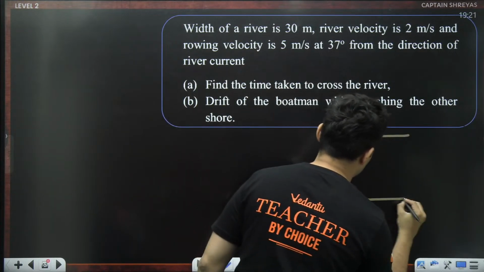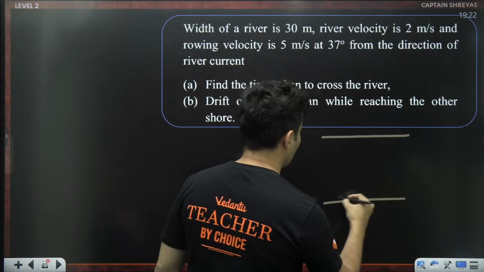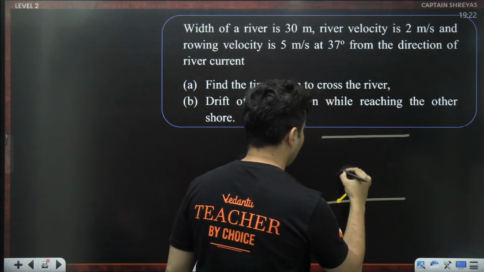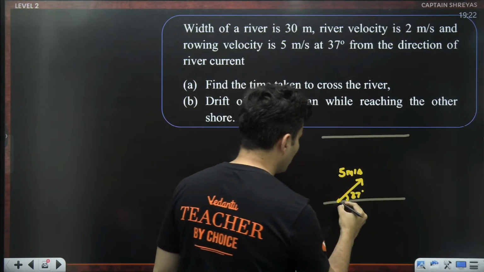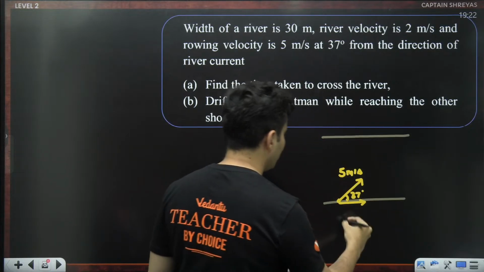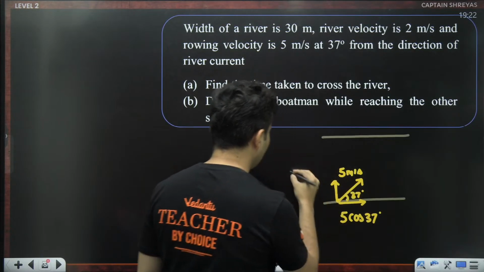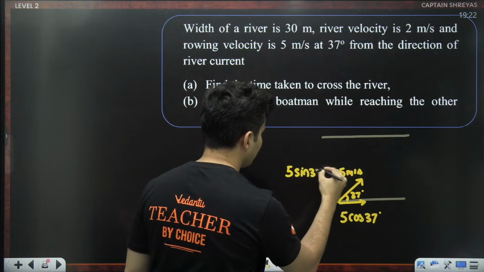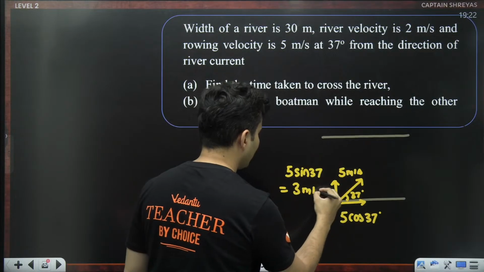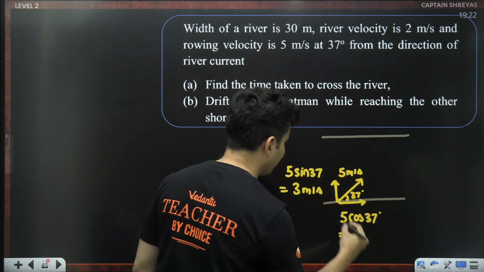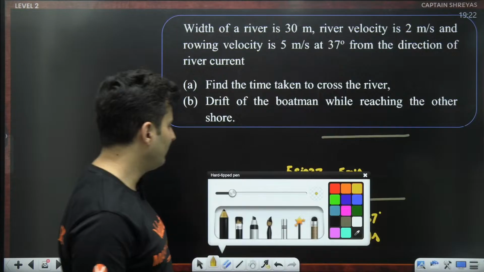This is our river banks. 37 degrees from the direction of the river current, 5 meters per second. So if my speed is 5 meters per second, making angle 37, I will have two components. One component like this, which is 5 cos 37, and the other component will be like this, which is 5 sine 37. Sine 37 is 3 by 5, so answer will be 3 meters per second vertical, and cos 37 is 4 by 5, 5 cancels, so it will be 4 meters per second. I'm just resolving it into components because I know I will need it.